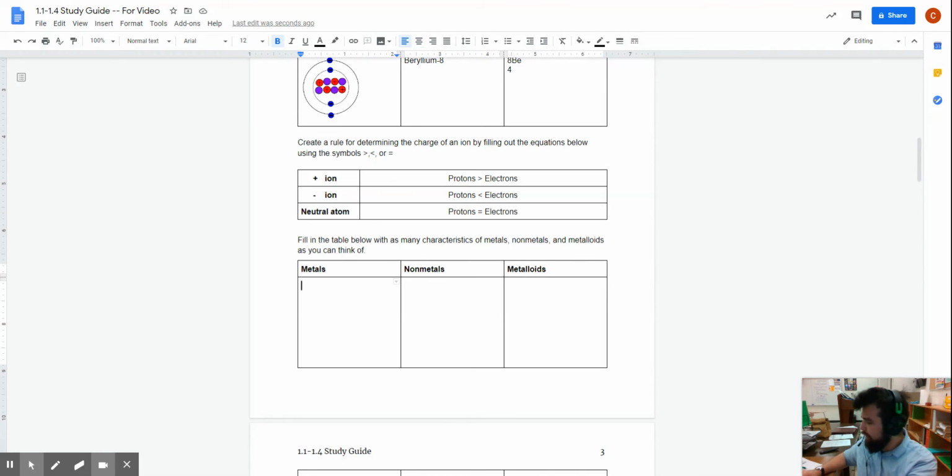All right, so fill in the table below with as many characteristics of metals, nonmetals, and metalloids as you can think of. I know that metals are shiny. I know that metals are ductile, meaning I can draw them into a wire. I know that they're malleable. That means that I can pound them into shapes like a sheet.